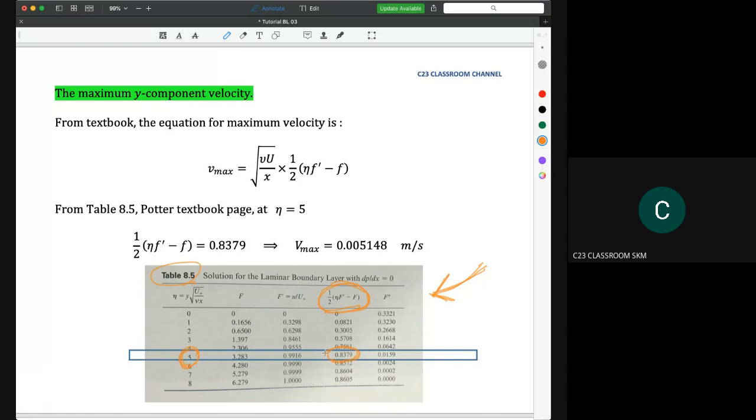Then we replace this term with this number, and then we can calculate the value of the y component velocity. We get it is equal to 0.005148 meter per second. So the velocity is small. That's why normally in the von Karman calculation, we just assume that all the velocity is actually moving in the x direction, not in the y direction.